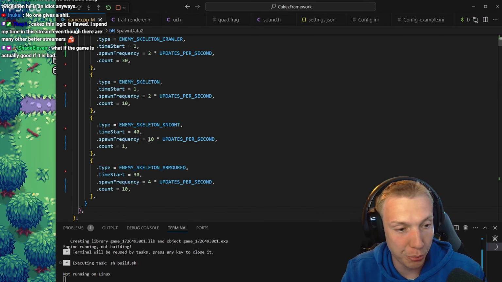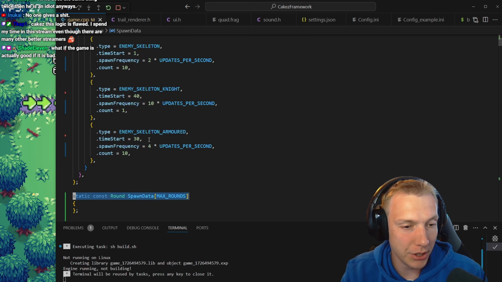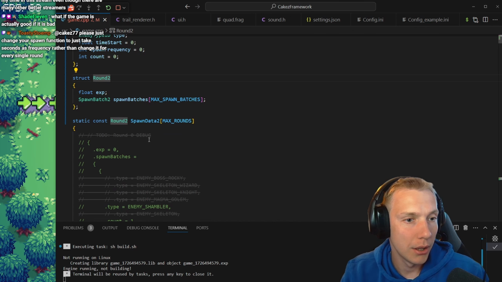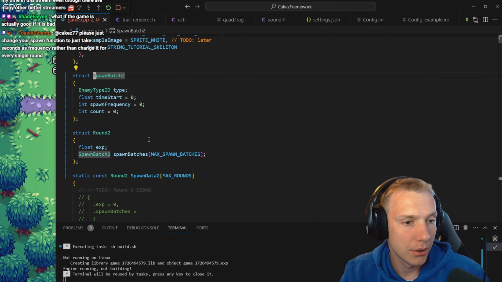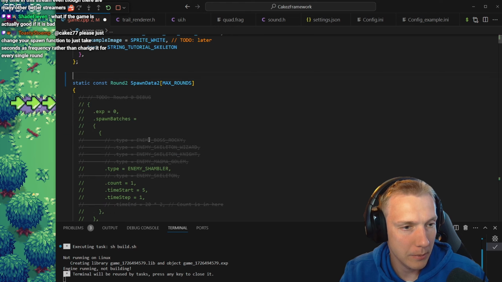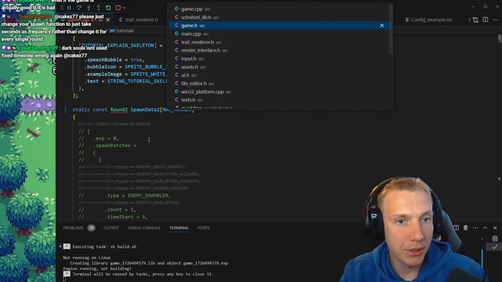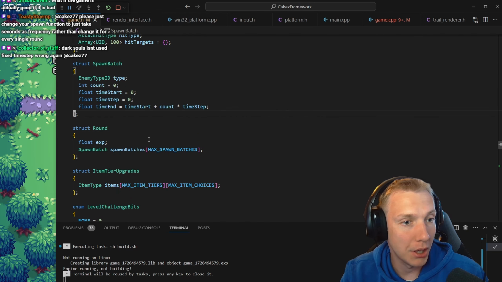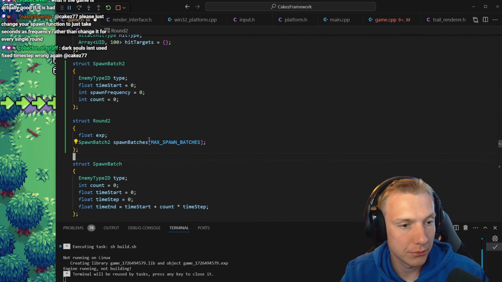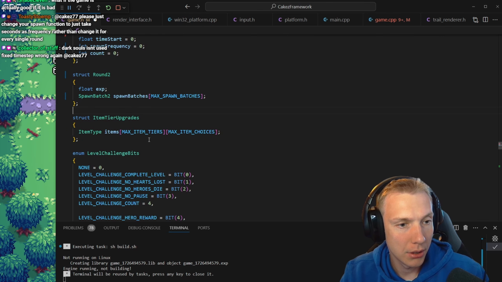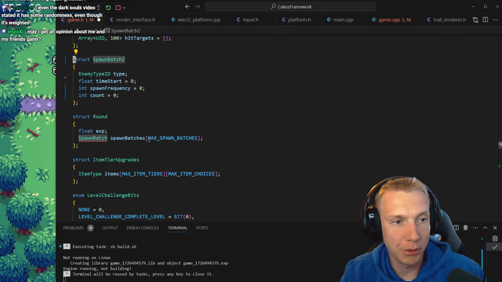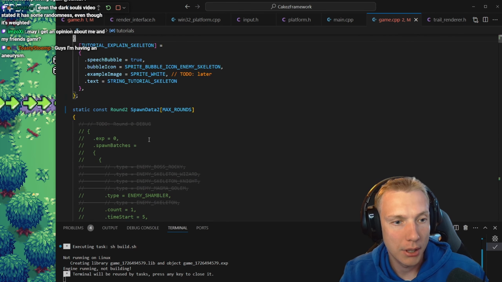There we go, guys. Fixed the update, the spawn system. And the spawn data here is gone. Now all we need to do is go into the game's header file, struct round and spawn batch, and replace those. There we go. And then we call this round, spawn batch, and spawn batch without the number 2. And then in the game, spawn data 2 is now spawn data.